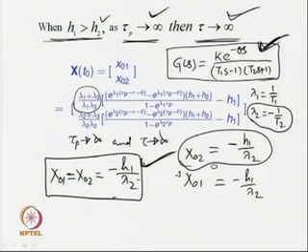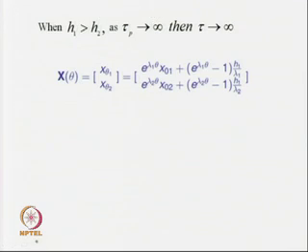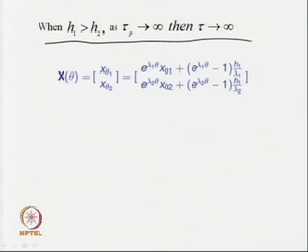Now, please keep in mind x 0 1 is equal to x 0 2 is equal to minus h upon lambda 2. Now, when h 1 is greater than h 2, again I am writing, when h 1 is greater than h 2, tau p tends to infinity and tau tends to infinity. What are those tau p and tau? These are the two parameters of the limit cycle output signal.